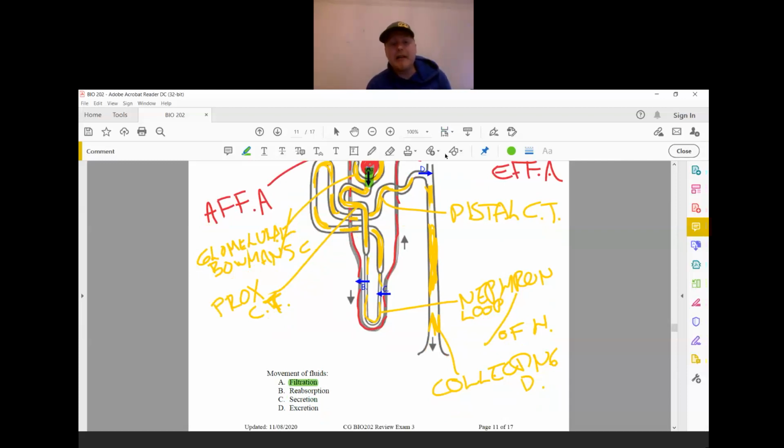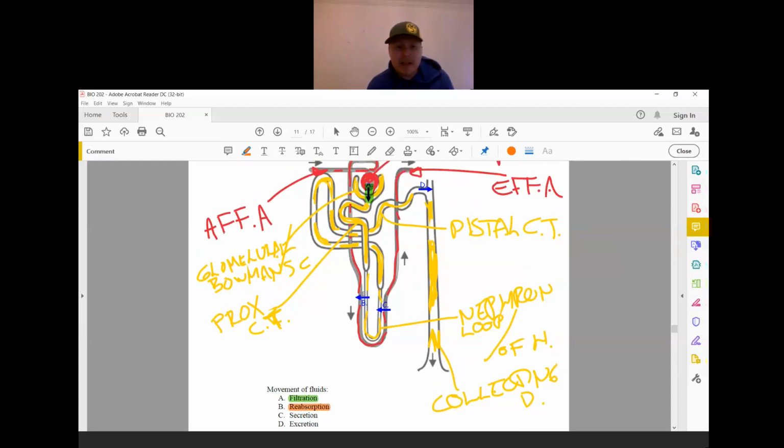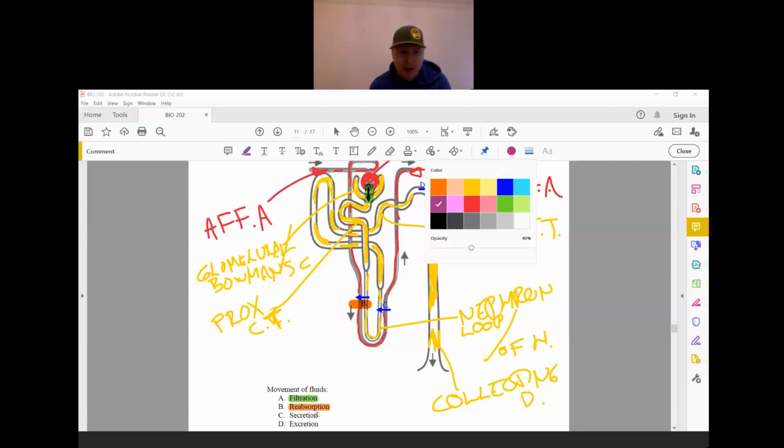Then once we get to the end of the proximal convoluted tubule, and beginning of the nephron loop or loop of Henle, if you prefer to use that term, some of the material actually gets moved from the nephron to the capillary that goes next to the nephron. And that was known as reabsorption.